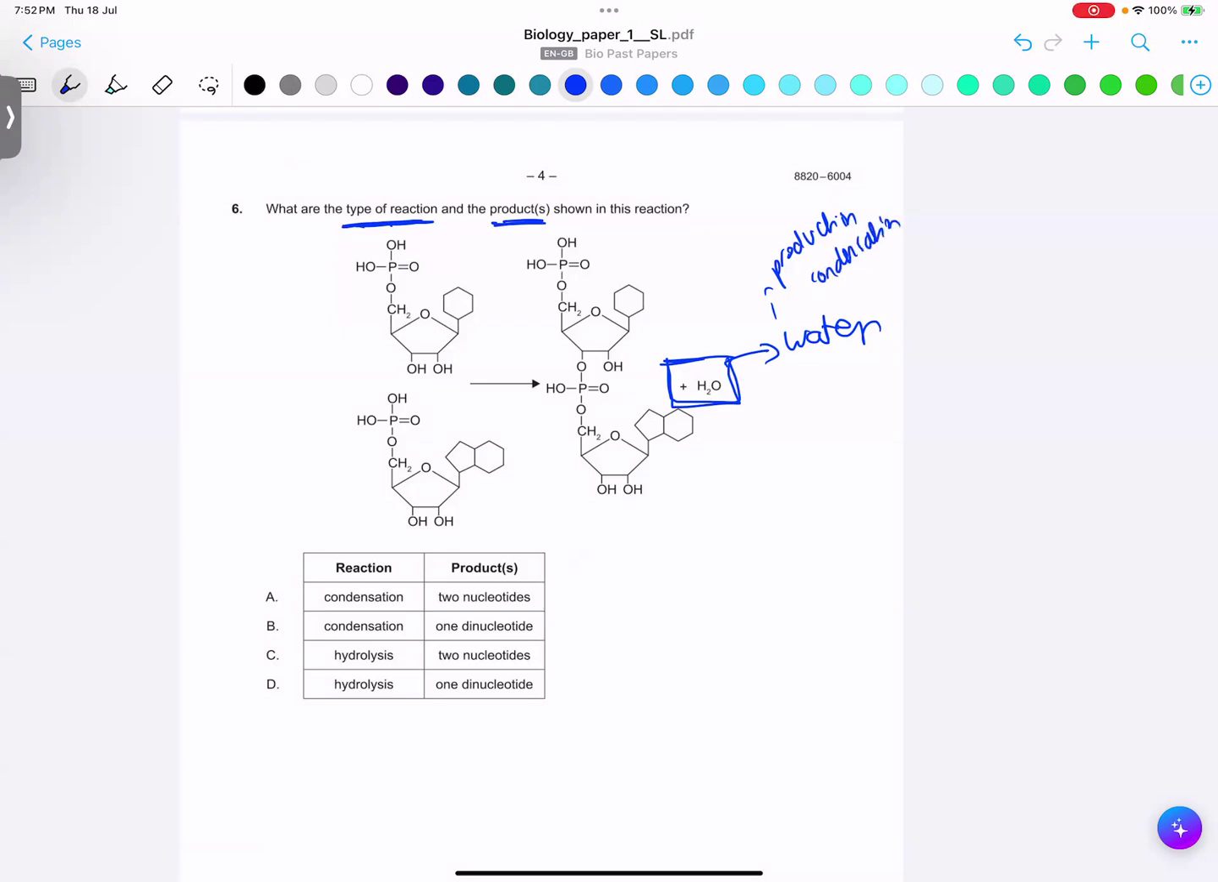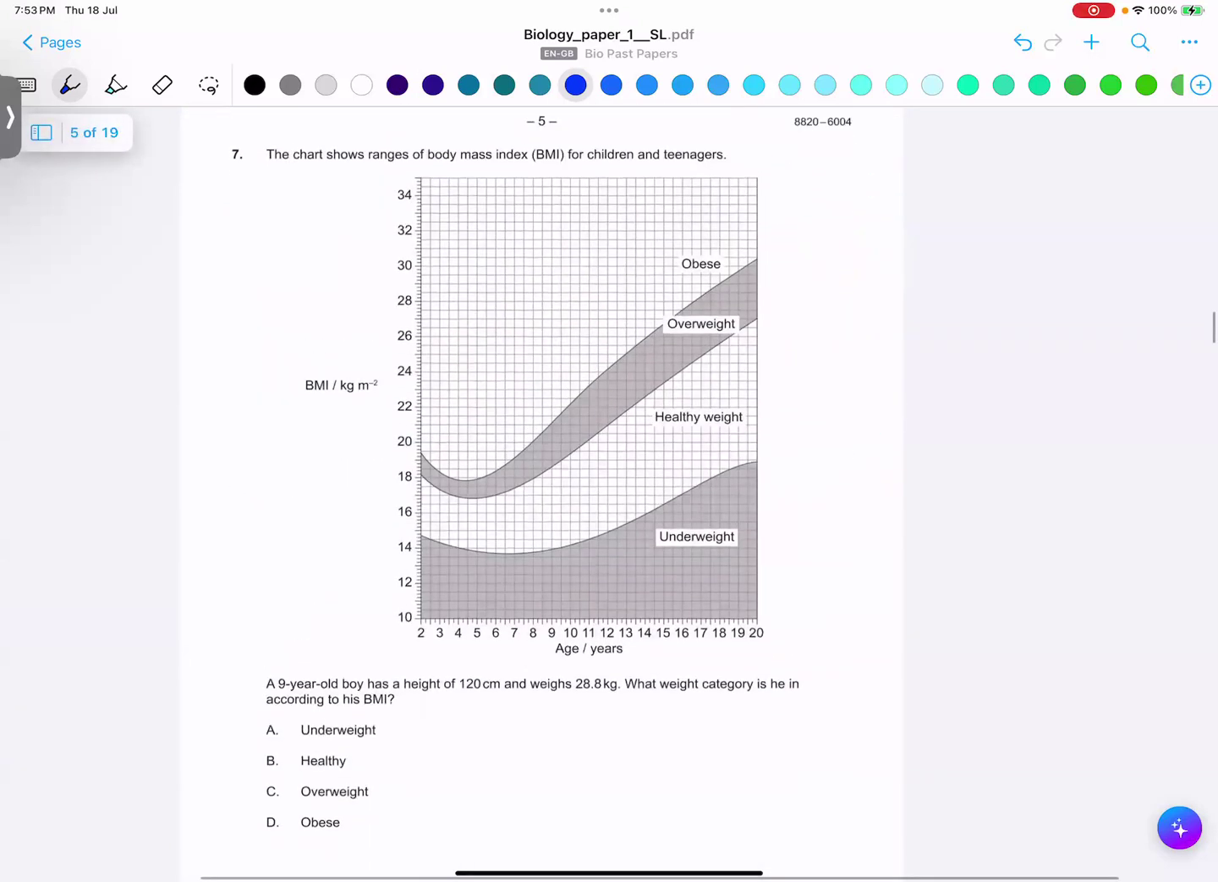So here we directly look at our answers. We can directly cross out reaction hydrolysis because this is not hydrolysis, this is actually condensation. So now we have to look at the products. We have either 2 nucleotides, which is false because we literally have one molecule as our product. And then we have one dinucleotide, which is true because 2 nucleotides have formed into one dinucleotide, right? So our answer is B because we can tell that these 2 molecules became one molecule. So it's one dinucleotide.